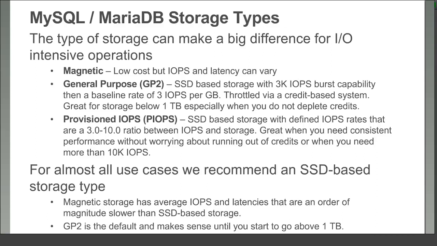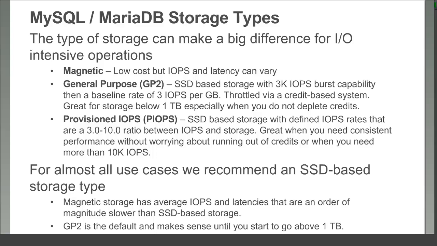So with any relational database, or any database for that matter, it's important to consider how you're storing the data. And with RDS, you have 3 different storage options. The first is magnetic. Magnetic is very low cost, but it also has very low IOPS and latency can vary. So we don't see a lot of workloads that run on magnetic, but there may be a special case where it may be a good fit.